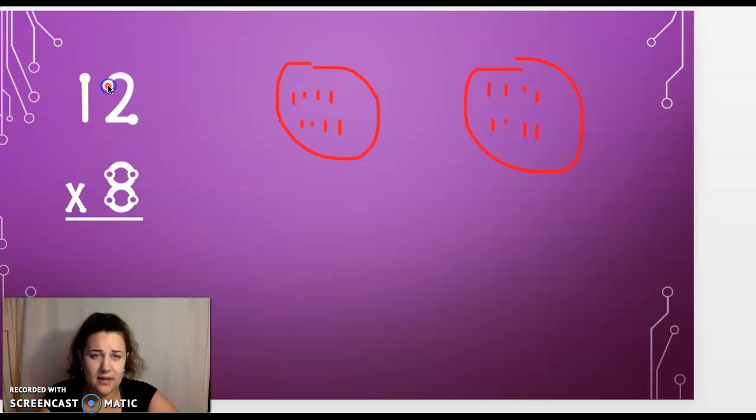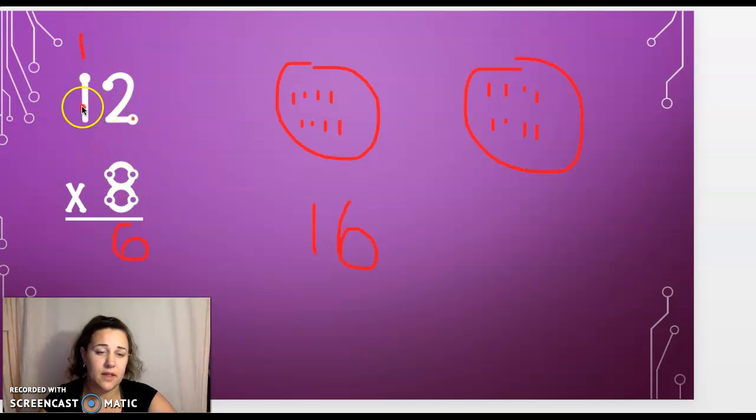So 8, 16. Now remember, friends, 16 has 2 digits in it. And I don't have enough room here because I have to make sure I have room for my 1 and my 1's answer. So that means I have to separate them. I have to regroup. I have to put my 1 up top and my 6 below. 16, 1, 6. So now my 2 is done.